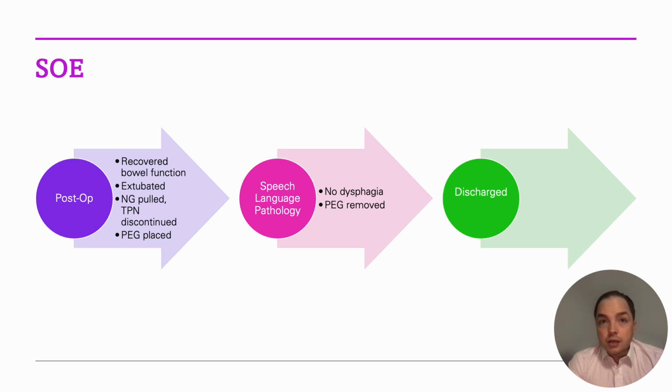Post-op, the patient recovered bowel function, and the patient was able to be extubated with their NG tube being pulled and their TPN discontinued. A PEG was placed, but after speech language pathology determined the patient did not present with dysphagia, it too was able to be removed and the patient was able to be discharged.